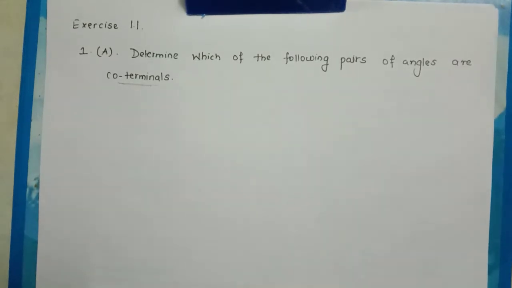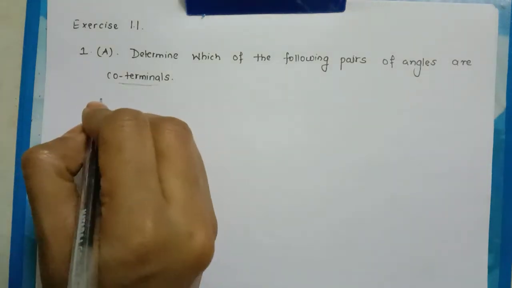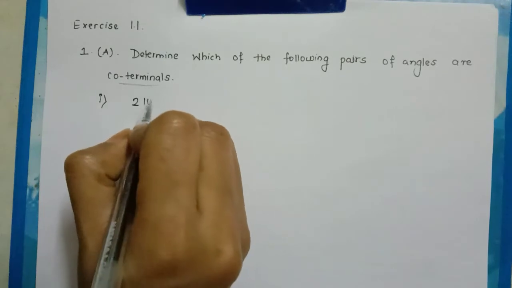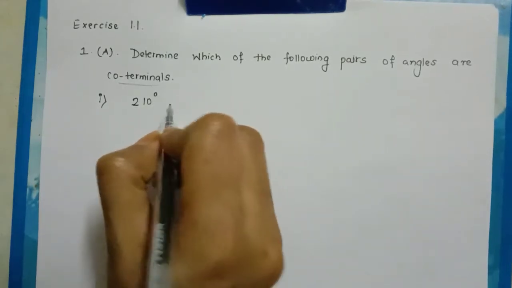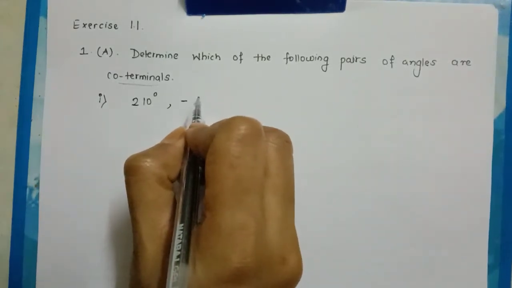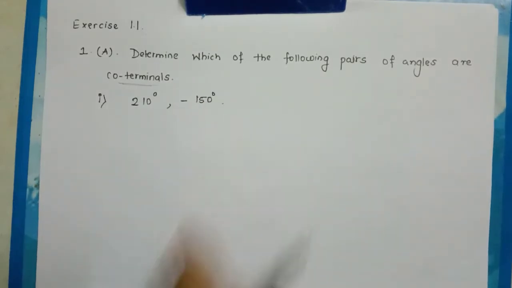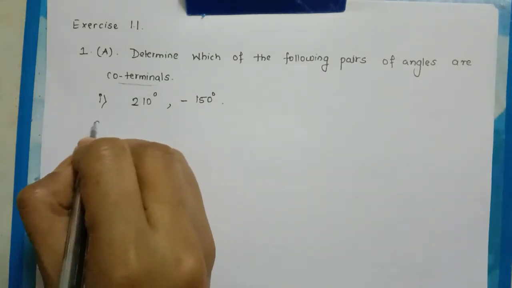So the angles which are given over here are 210 degree and the second one is minus 150 degree. These are the two angles which are given. So let's begin with the solution.